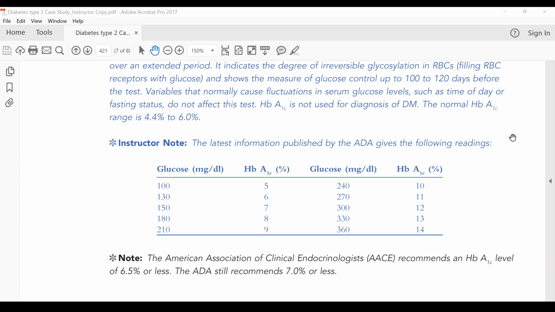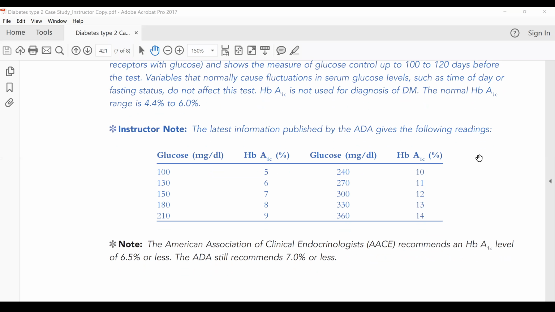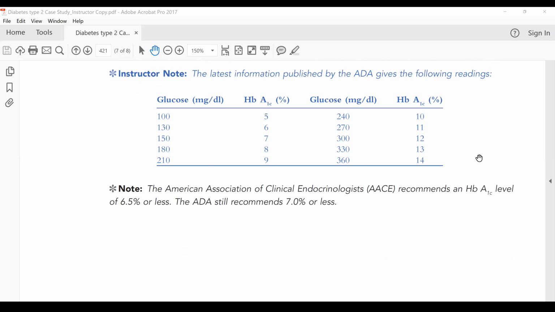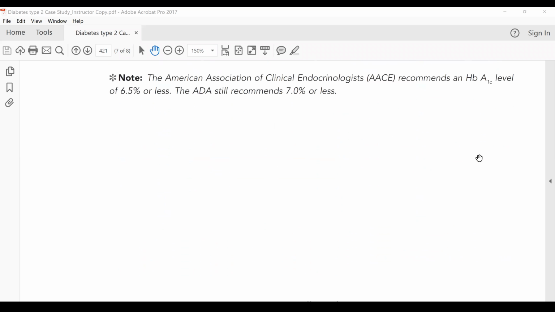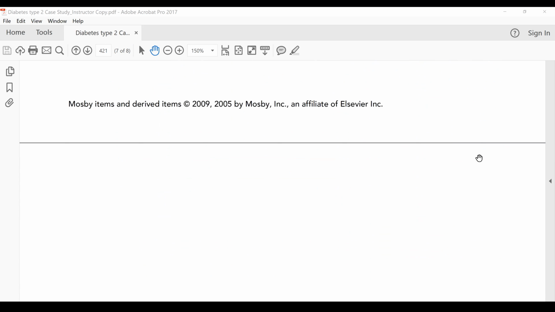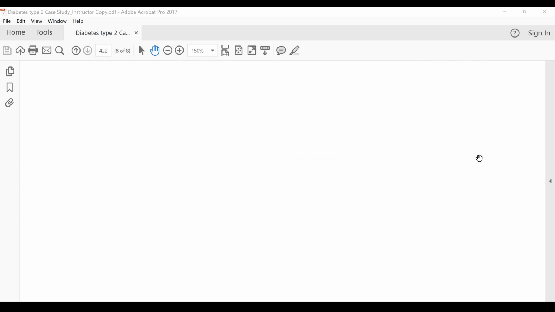So this just gives you a list of blood sugar levels and what the A1Cs are, not H1Cs, but A1Cs. All right, so that's the end of that scenario.